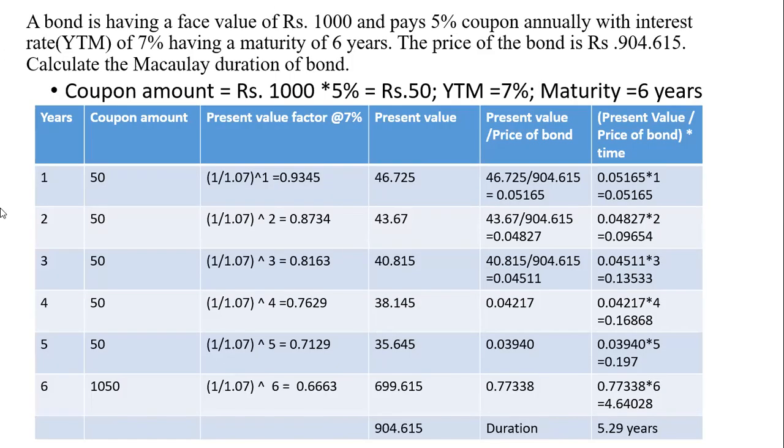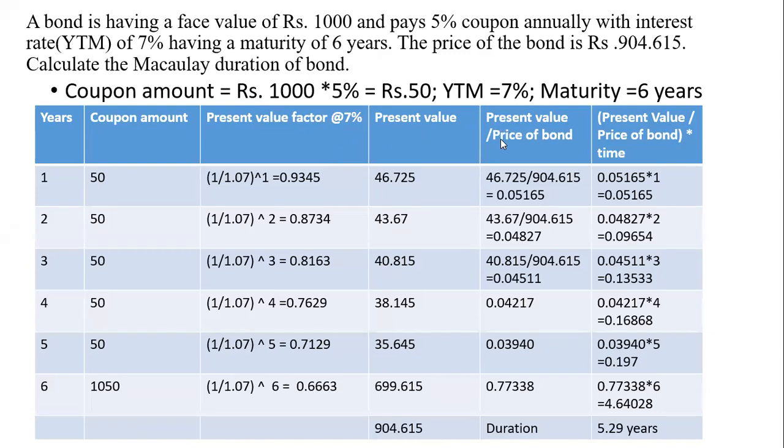In the previous lecture, we have solved this practical problem of Macaulay duration. In the Macaulay duration, we make 6 columns. The first column is year, second column is coupon amount on the bond. This is a future value. We convert the future value into present value by taking PV factor, that is YTM, given in the question. YTM is used for discounting the bond.